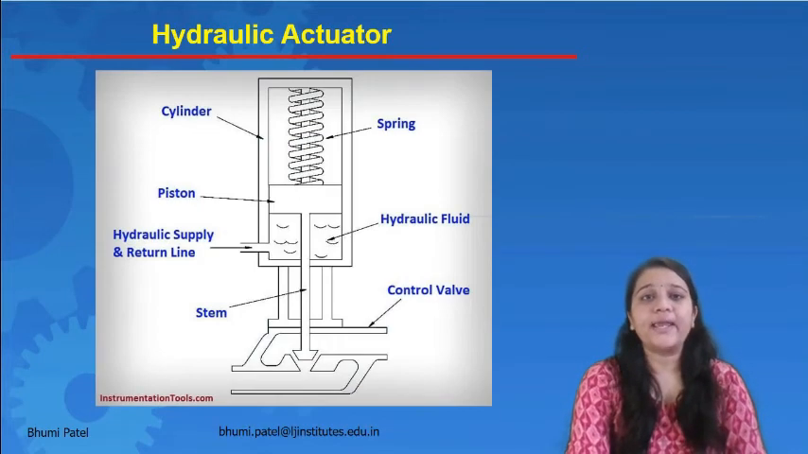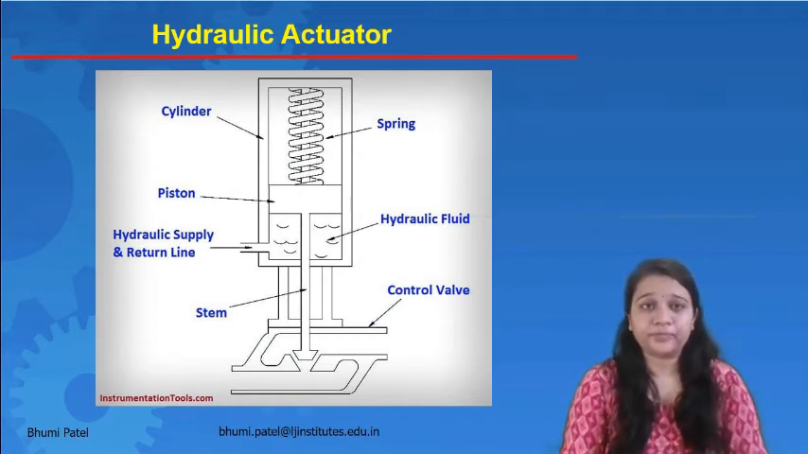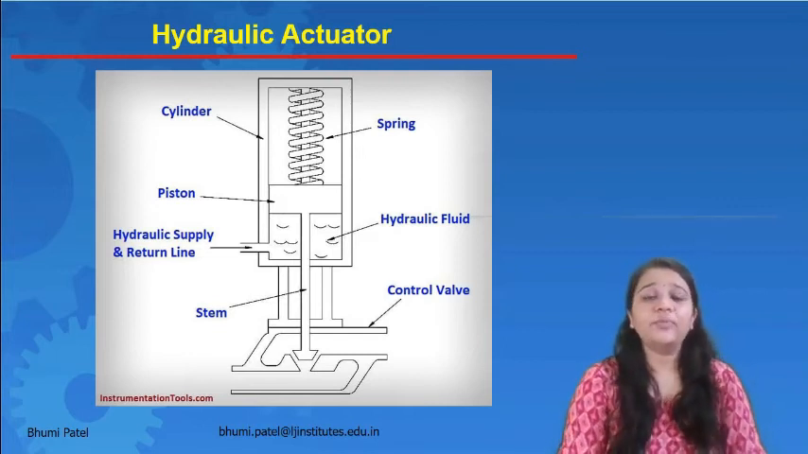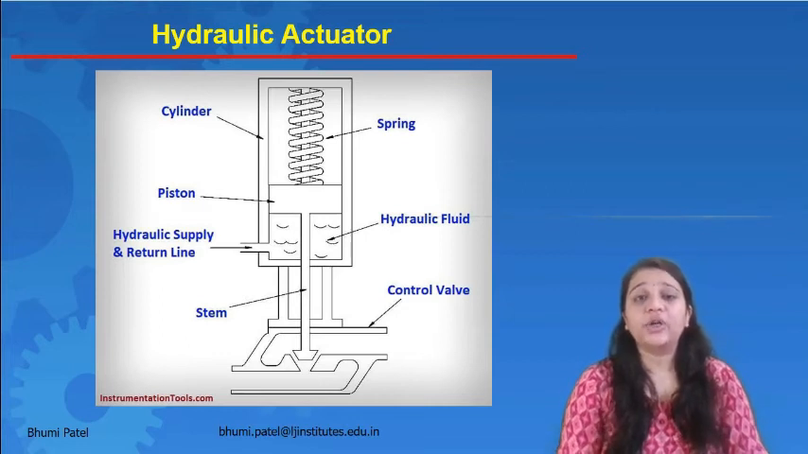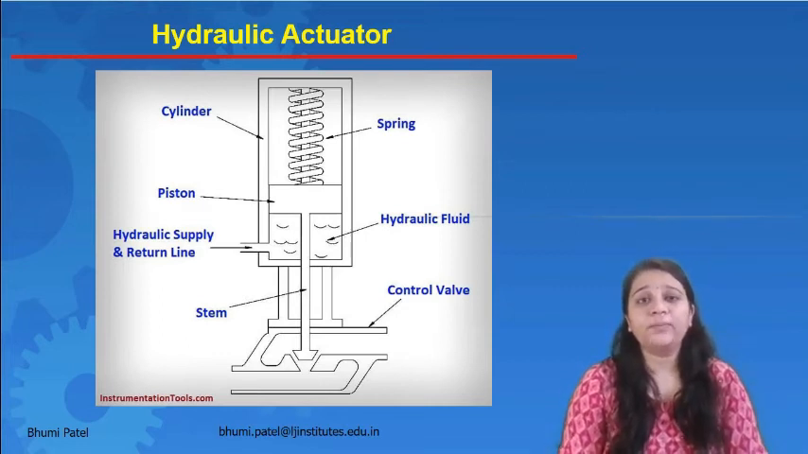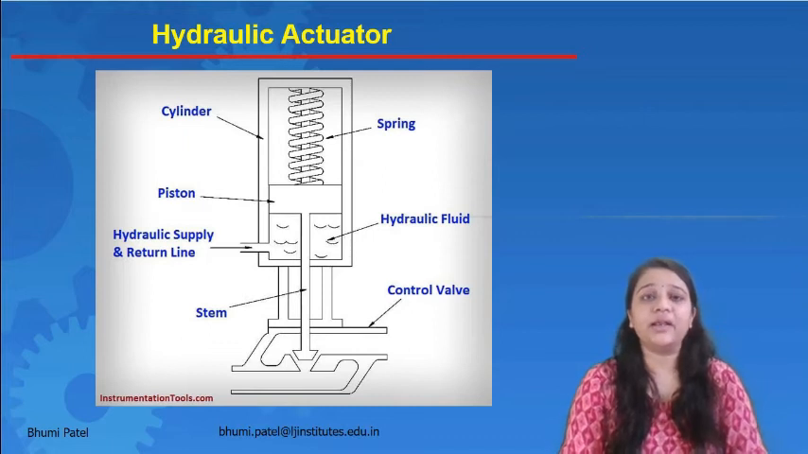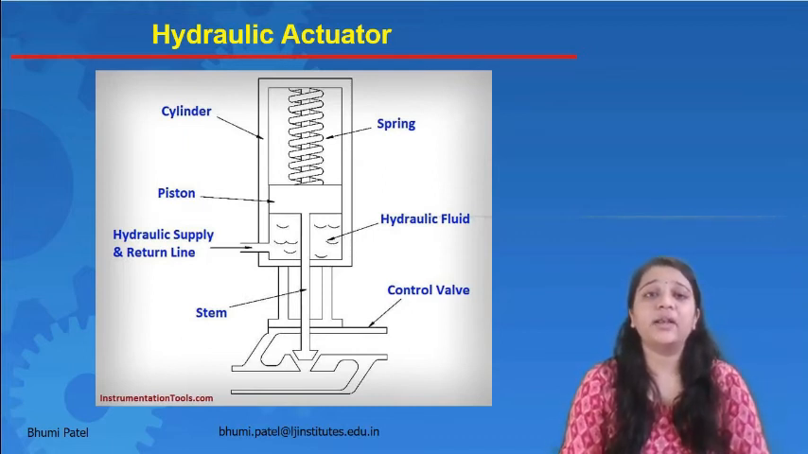This is the actual diagram of the hydraulic actuator. In this actuator we can connect a piston. On the lower side of the piston a stem is connected, and with the stem a control valve is connected. On the upper side of the piston a spring is connected. So depending upon the inflow, the piston goes upward or downward, and the spring will be released and compressed, and depending upon the spring movement we can get the output. Now here you can see that with the piston we can also connect a cylinder.